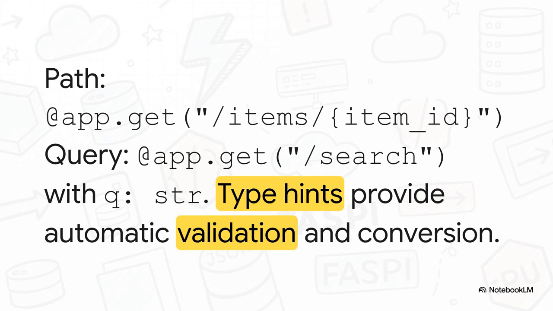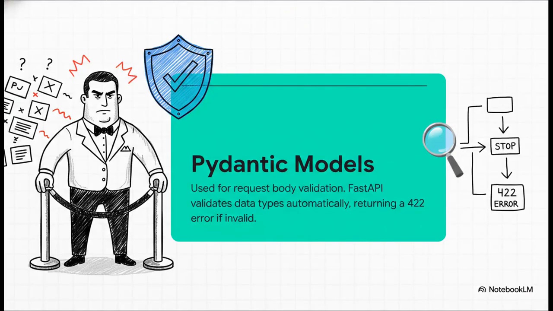Then you just declare it as a function argument with a type hint, like item ID int. And for a query parameter, like in the second example, you don't even have to touch the path. You just add it as another function argument, like qstring. FastAPI sees those type hints and just automatically handles all the data conversion and validation for you. It's amazing. But what about more complex data?